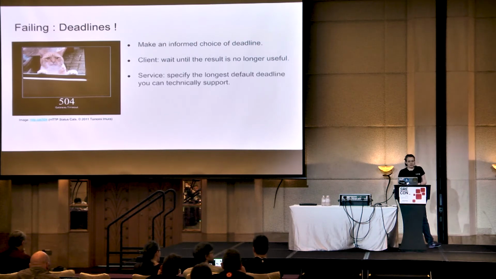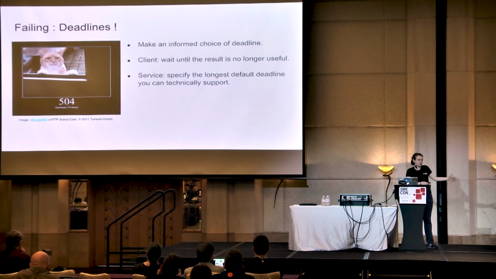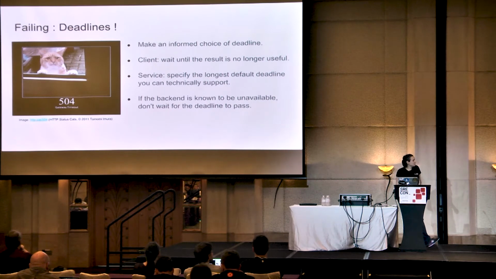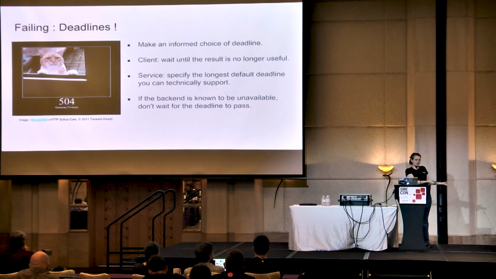For the service, specify the longest deadline you can technically support. So think about it: how long does this take? How long would it take in the worst case? And have it in your mind and be thinking about that. If the backend is unavailable, don't wait for the deadline to pass. That's where we're doing that set wait for ready. So if all you're going to do after the deadline is passed is the same thing you would have done before you waited for the deadline, don't wait. Fail fast. Fail early.